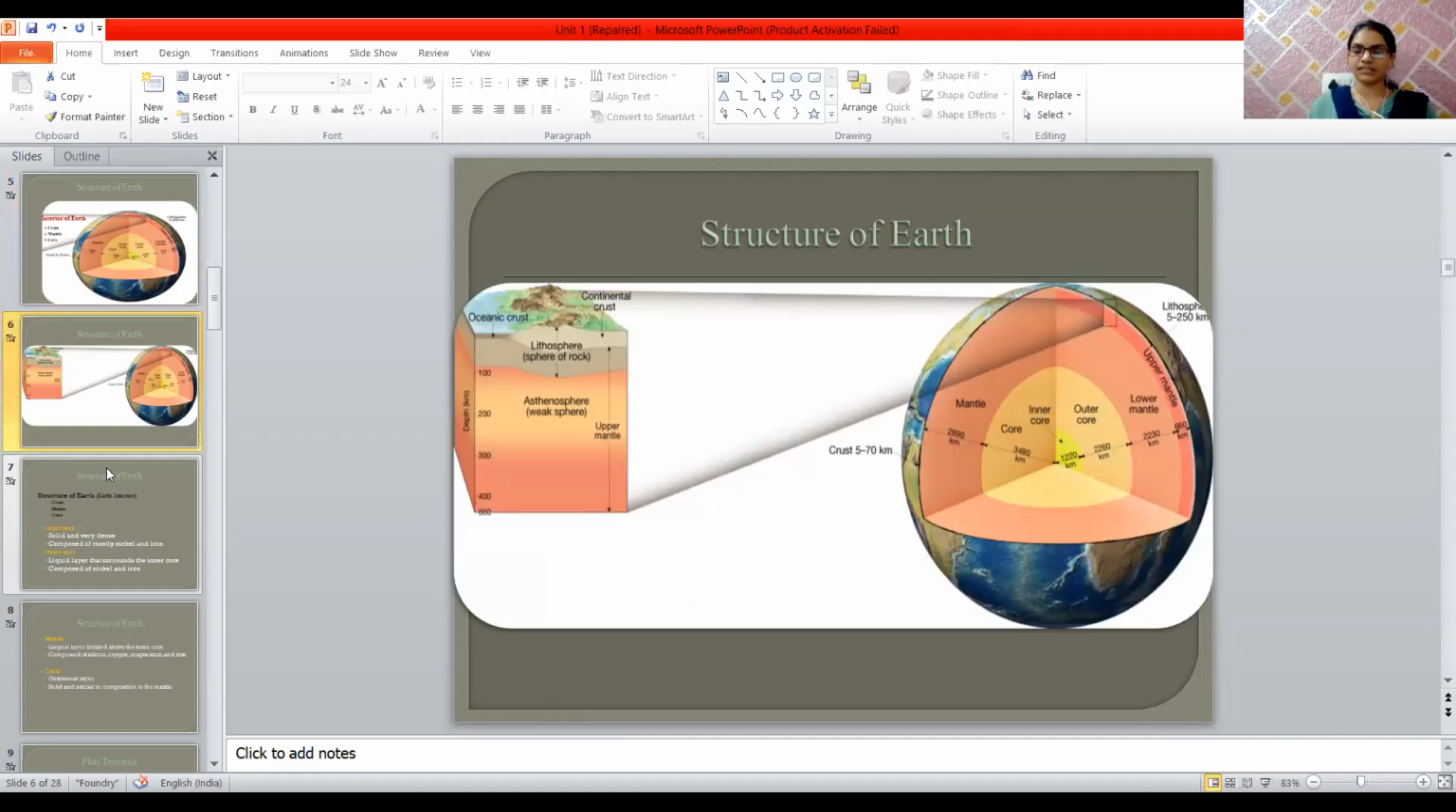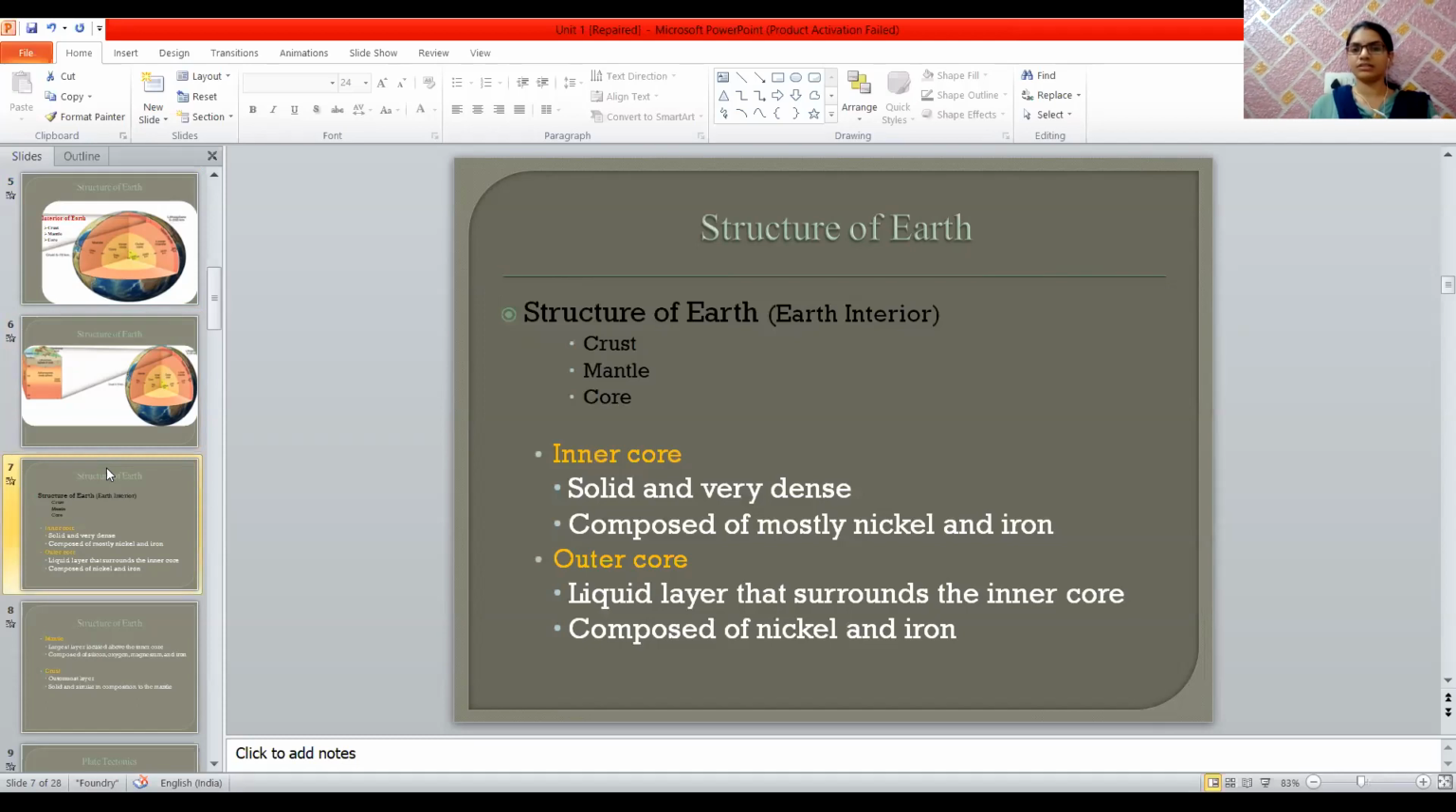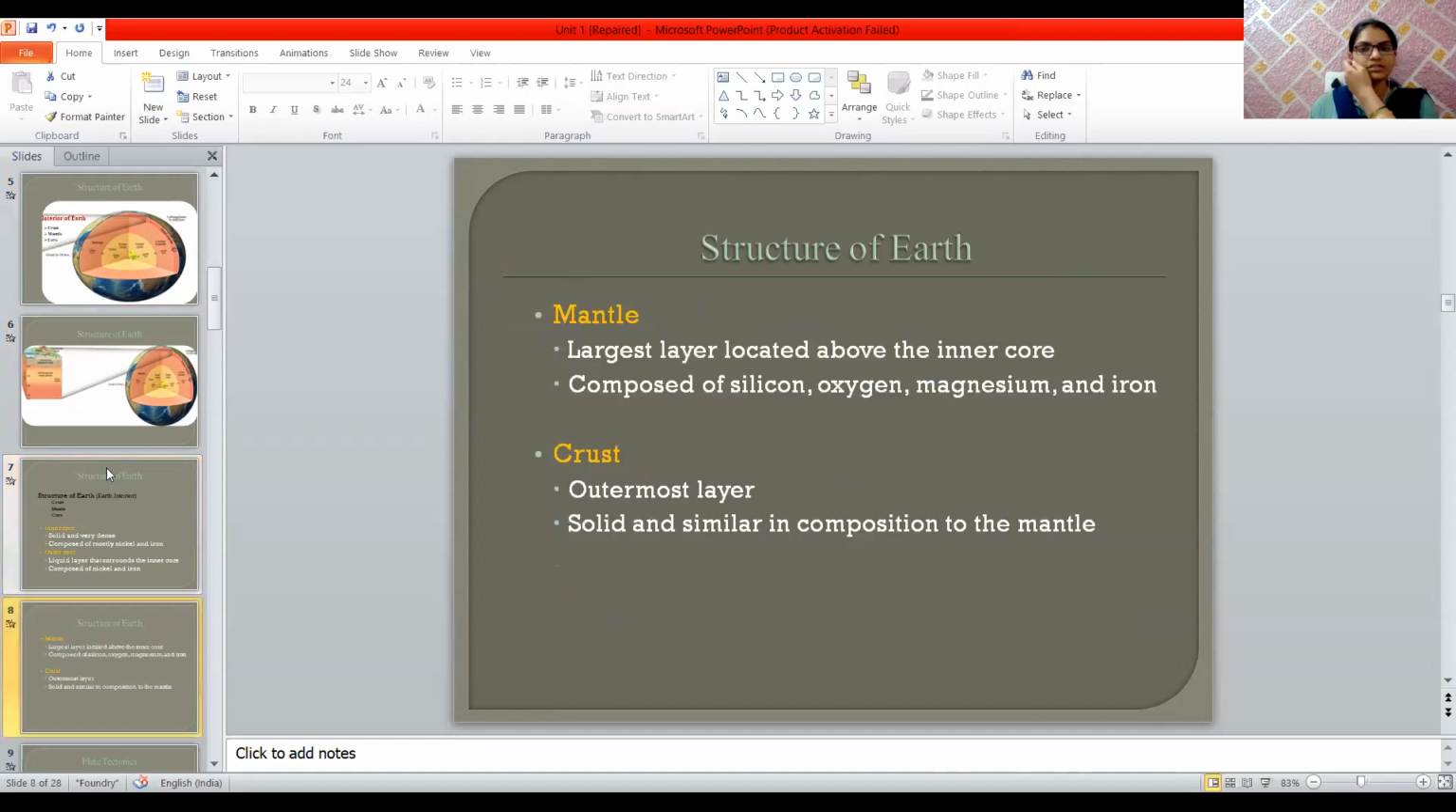In the same diagram, we see the three parts of the earth: crust, mantle, and core. There are two types of core: inner core and outer core. And next, the mantle also has two types: upper mantle and lower mantle. The mantle is composed of silicon, oxygen, magnesium and iron. The crust is the outermost layer of the earth, composed of solid material similar to the mantle. These are the innermost parts of the earth.